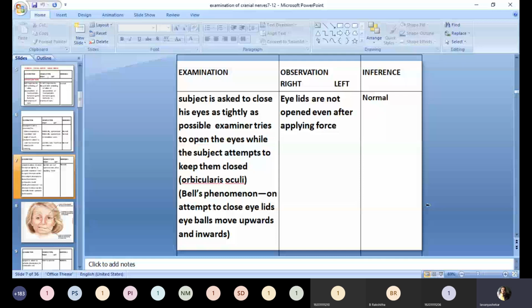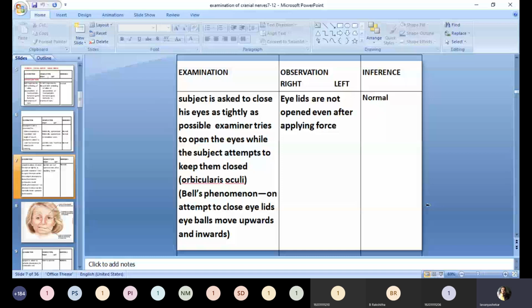But in case there is a facial palsy and damage to the nerve supply of the orbicularis oculi muscle, the subject will not be able to resist, so the examiner will easily be able to open the eyelids. In case of complete paralysis of this muscle, the patient will not be able to close his eye, and when he tries to close it, the eyeball will roll upwards. This condition is called Bell's phenomenon.